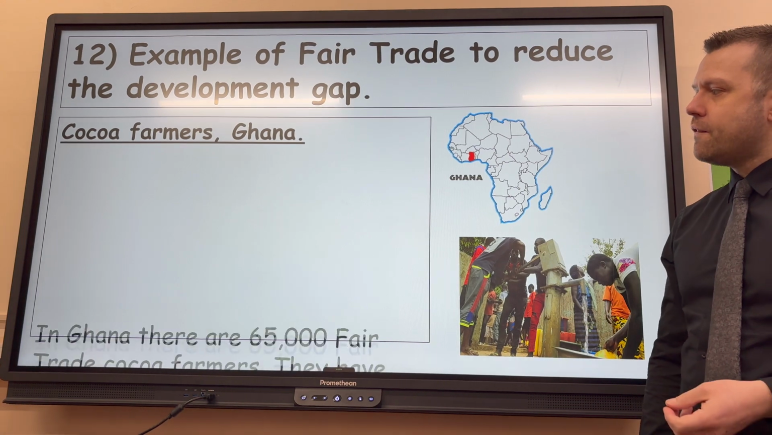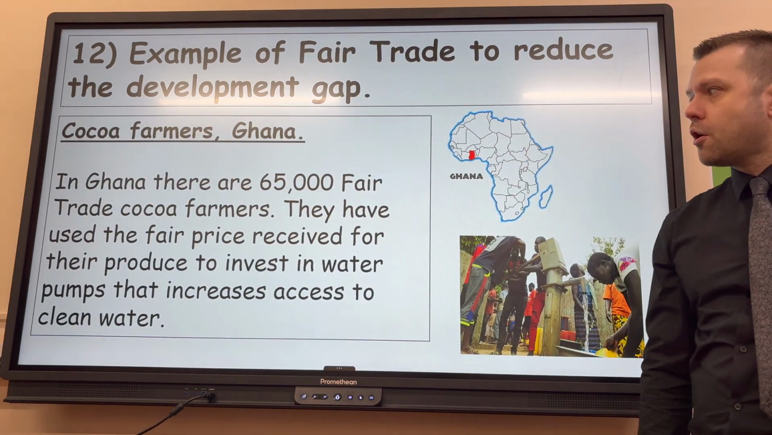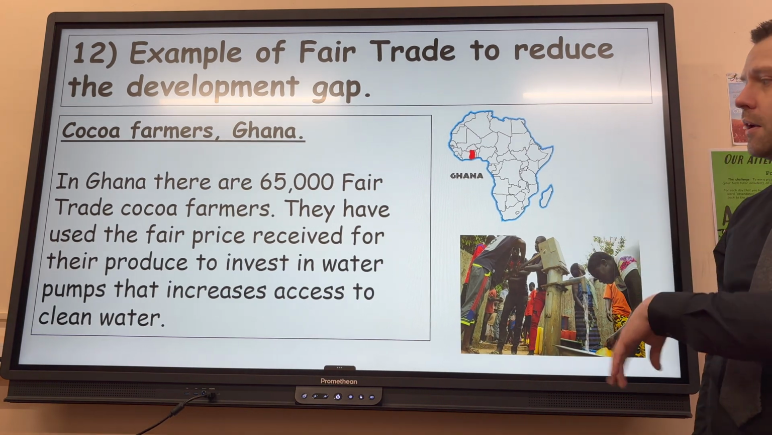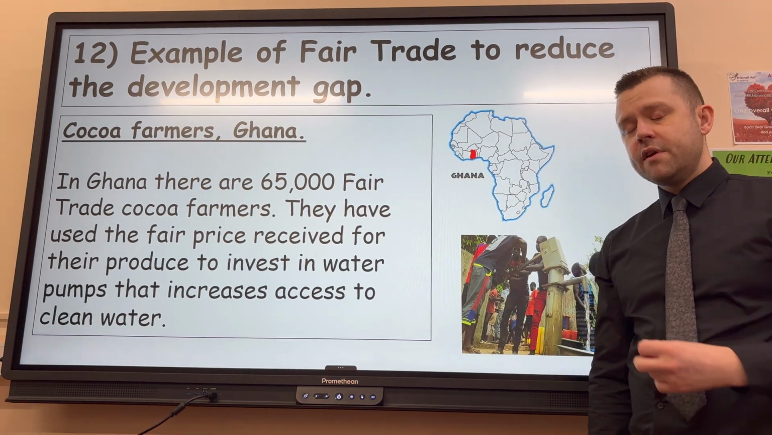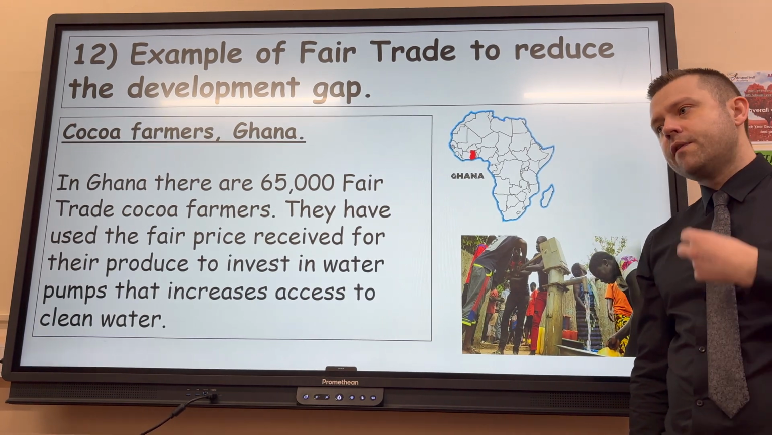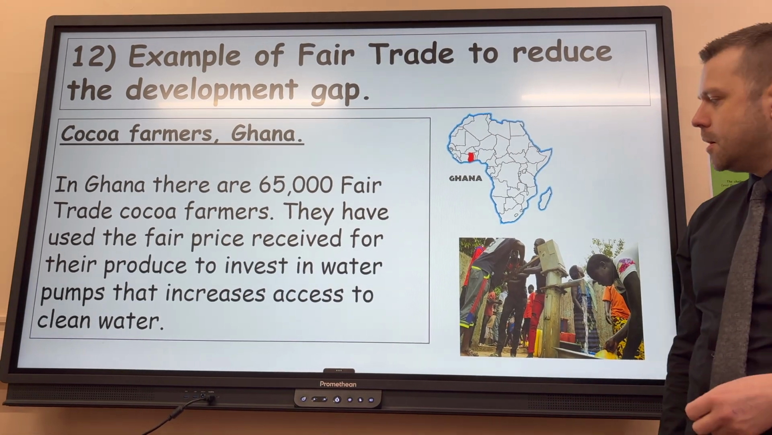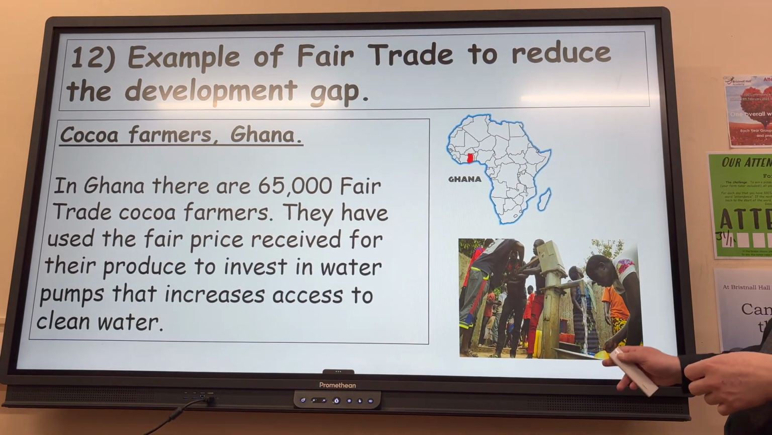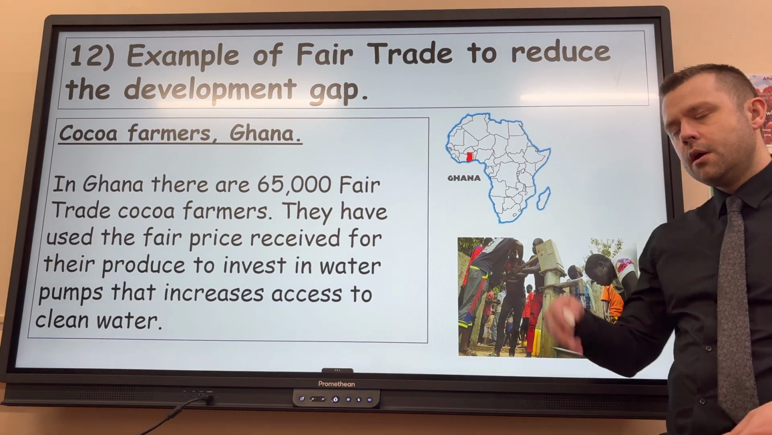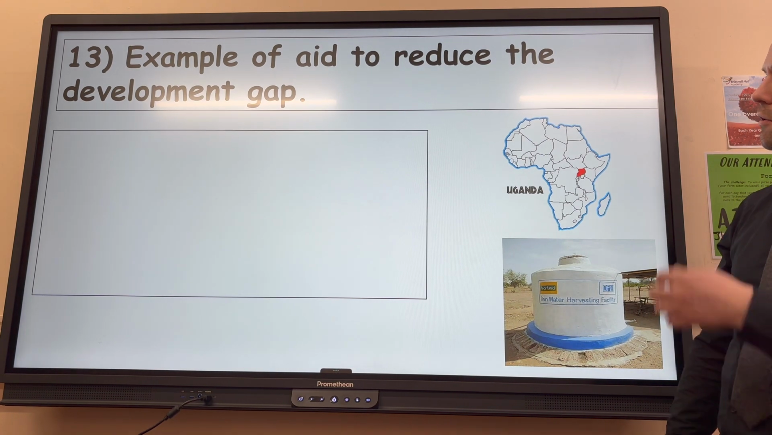Example of fair trade. If you're asked about fair trade, you can comment on the 65,000 fair trade cocoa farmers in Ghana. They use some of the profits to invest in local services, and the extra money they get for working as a fair trade farmer is called the fair trade premium. The extra profits, you can see here, are invested in a water pump, increasing access to clean water. This means that life expectancy increases.